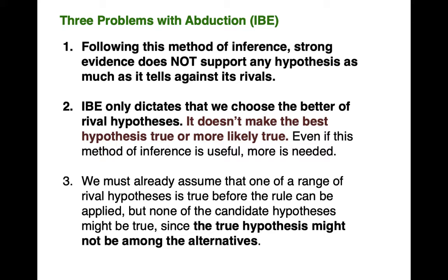And third, we must already assume that one of a range of rival hypotheses is true before the rule can be applied. But it's possible that none of the candidate hypotheses might be true, since the true hypothesis might not be among the alternatives. That is, we may not have the correct hypothesis, we just have the best hypothesis, the one which passes the tests so far.